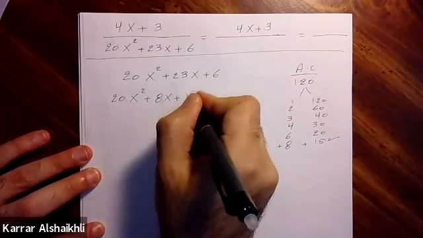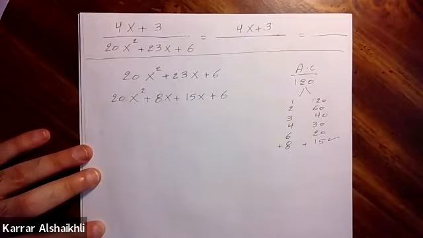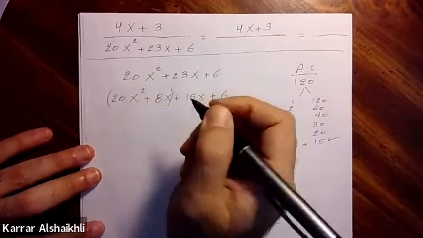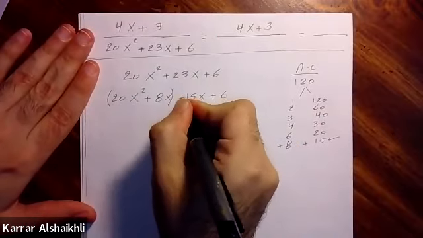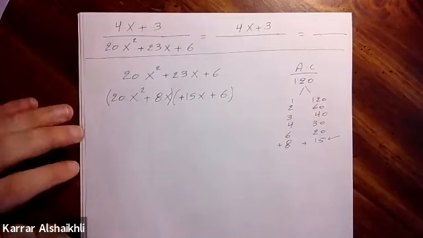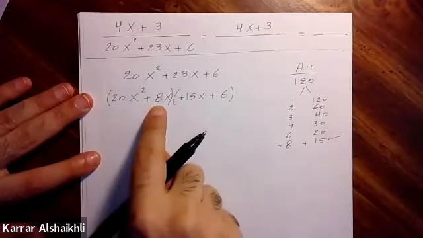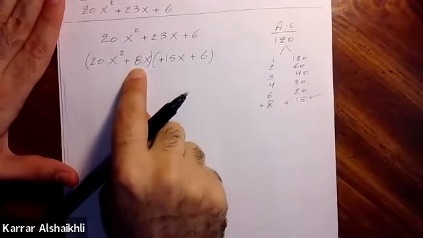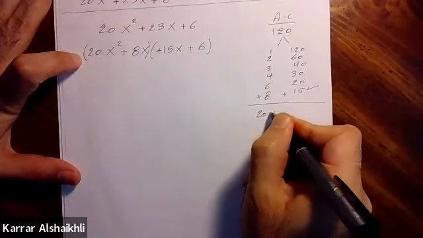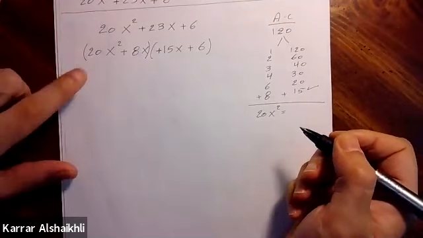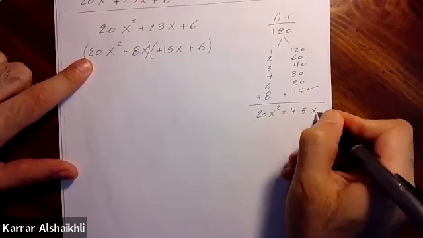plus 15x, plus 6. Now I have 4 terms. I'm going to group the first 2 terms and the last 2 terms. What's the common between 20x squared and 8x? Let's do these steps on the side. Common between 20x squared, which is, I'm going to write down 4 times 5x times x.